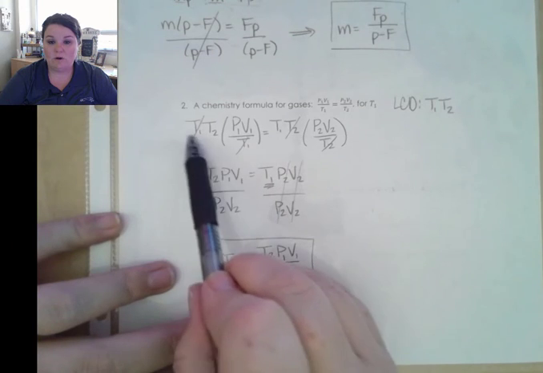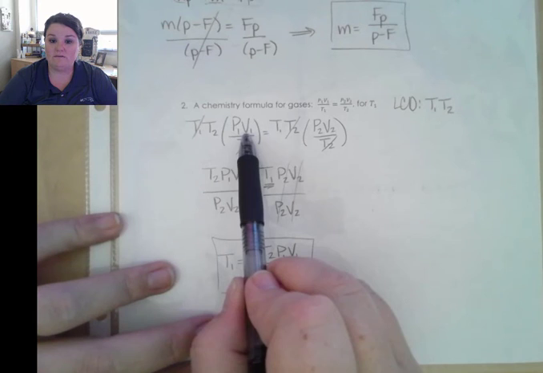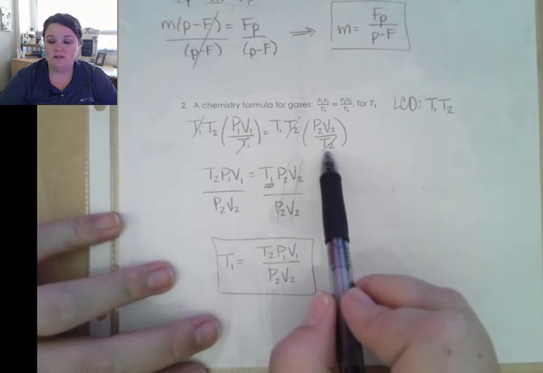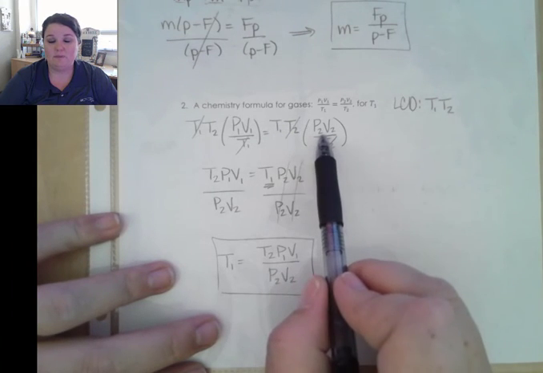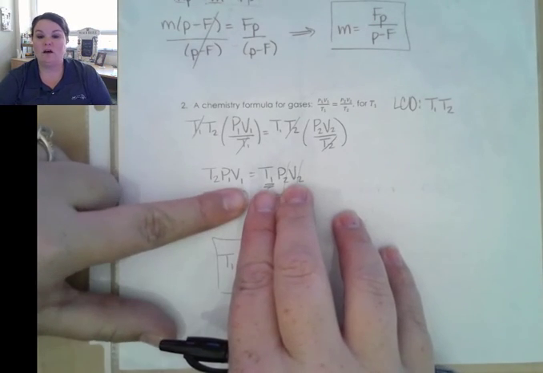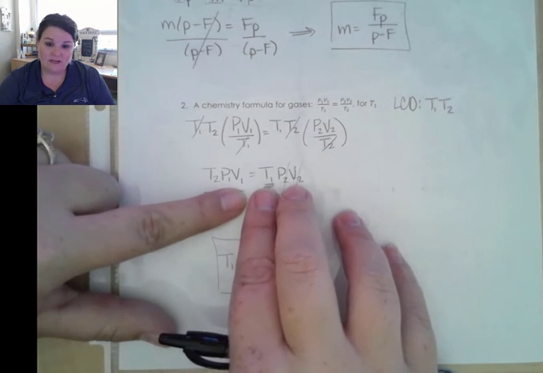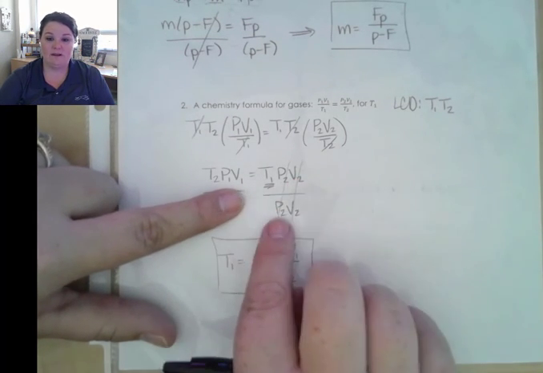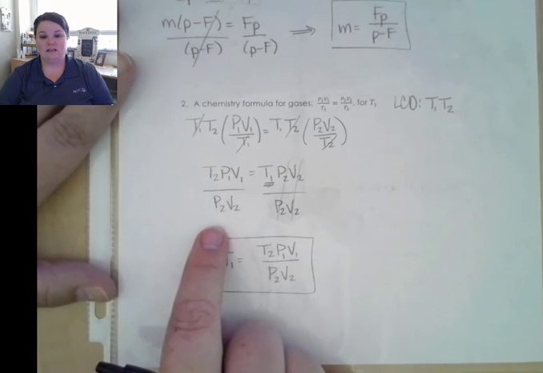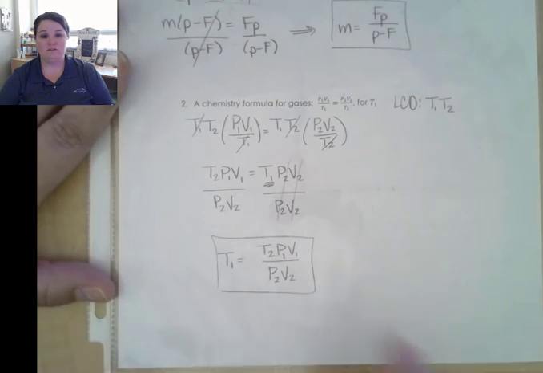On the left, my T1s cancel, and I'm left with T2 times the P1V1 that was left on top. On the right-hand side, my T2s cancel, and I'm left with T1 times the P2V2 that was on top. So once I get to this point, remember, I'm solving for T1, so T1 is what I need to get by itself. I need to get rid of P2V2, and I can do that by just dividing it off. But if I divide it off on this side, I've got to divide it off on this side. So T1 equals T2 P1V1 all over P2V2.